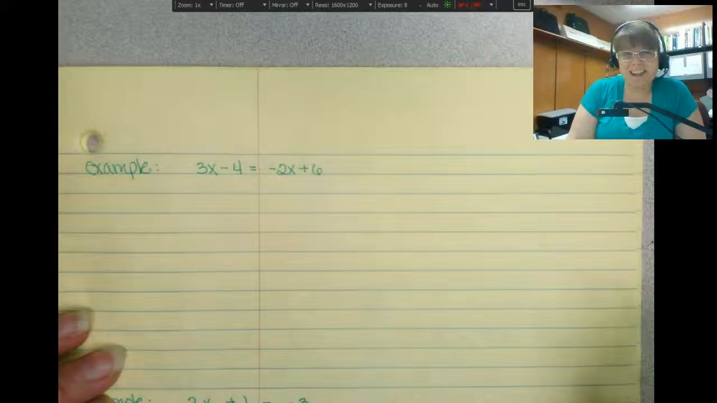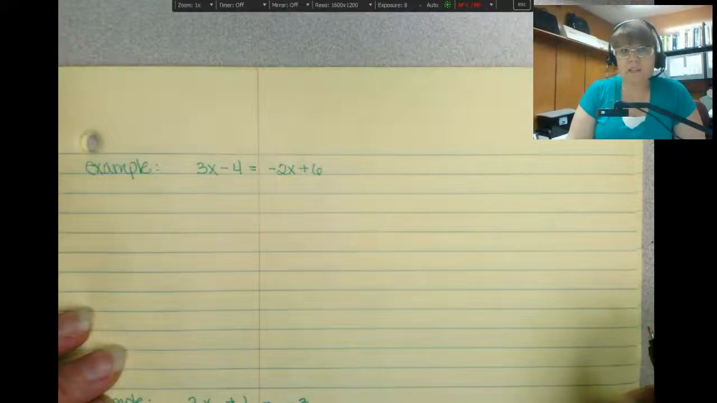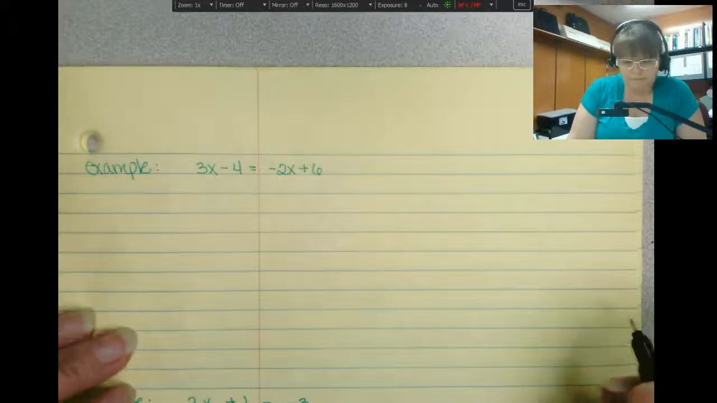In this example, I have my variables on both sides of my equation. I have constants on both sides of the equation. So the first thing I want to do is figure out which side I want my variables and which side I want my constants. To me, it's a little easier to work with my variables on the left-hand side, but sometimes it's easier to work with them on the right-hand side.